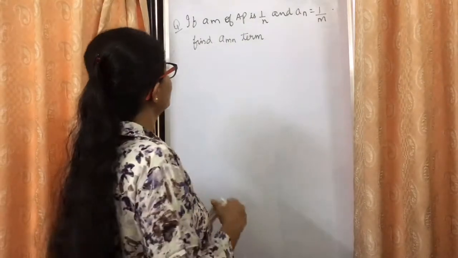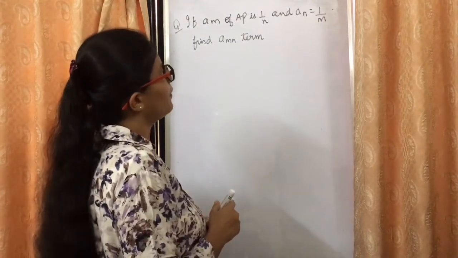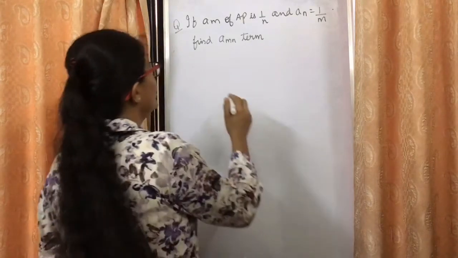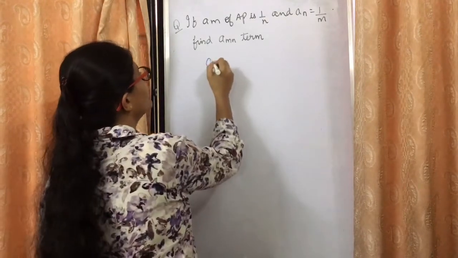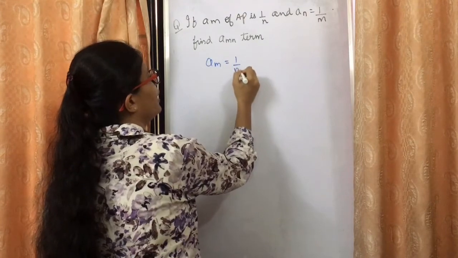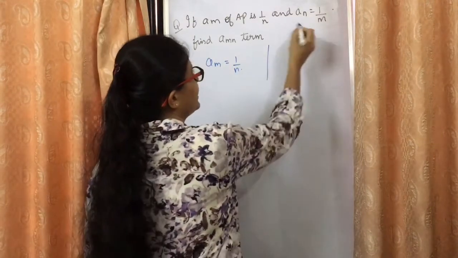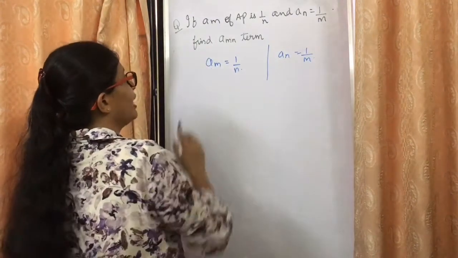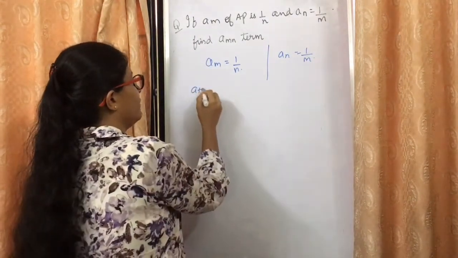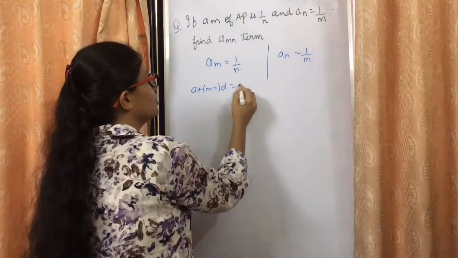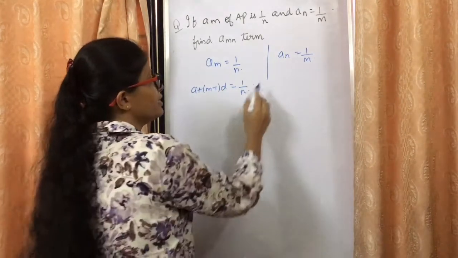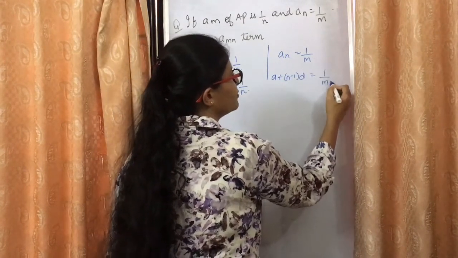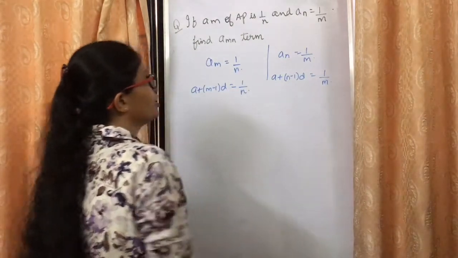Now the question given to us is, if the m-th term of an AP is 1 upon n and the n-th term is 1 upon m, find the mn-th term. Let's see this question carefully. Am is given as 1 upon n, and in the second part an is equal to 1 upon m. Again, how can I write am? I can write am as a plus m minus 1 into d, which is equal to 1 upon n. Similarly, an I can write as a plus n minus 1 into d, which is nothing but 1 upon m. These are the two equations.